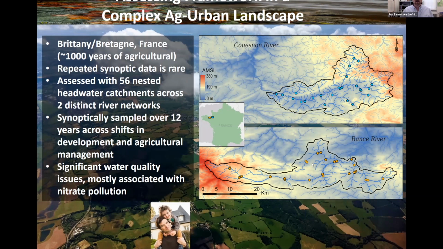And these are quite different landscapes, both dominated by agriculture, and they measured this over 12 years. And in that 12 years, there was changes in the development and agricultural management of the region. And this region, as you may know, has a major water quality issue with nitrate pollution. This work here is spearheaded by Ben Abbott, a fantastic scientist who both Gilles Pinet and myself and others have had the opportunity to work with. He led these analyses.